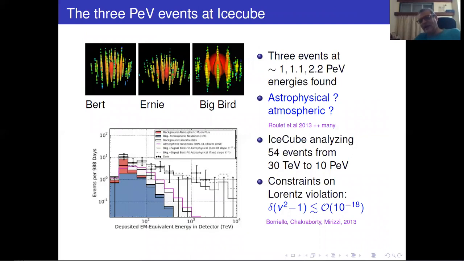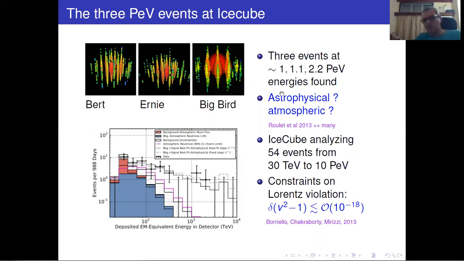Very recently, IceCube has started discovering neutrinos with very high energies, of the order of 10^15 electron volts, or PeVs. When they started finding them for the first time, they actually gave them nice names like Bert, Ernie, and Big Bird. What you see here are actual events in IceCube. Each of the dots is one photomultiplier tube. The size of the dot tells you how big the energy deposited in the photomultiplier tube is, and the color tells you the time. So actually these events have a lot of information.